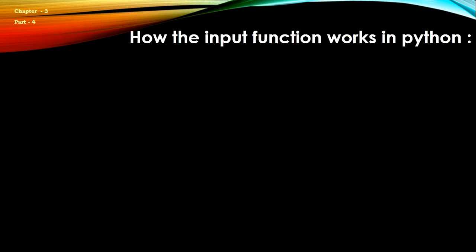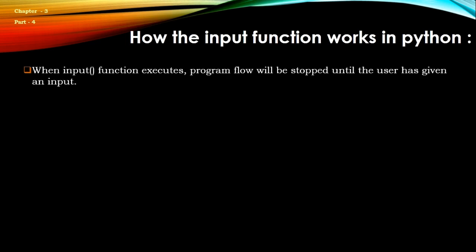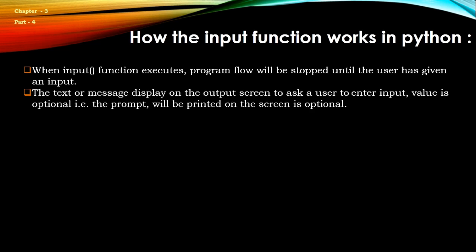Now let's see how the input function works in Python. When the input function executes, the program flow will be stopped until the user has given the input. The text or message displayed on the output screen asks the user to enter the input. The value is optional, that is, the prompt that will be printed on the screen is optional.